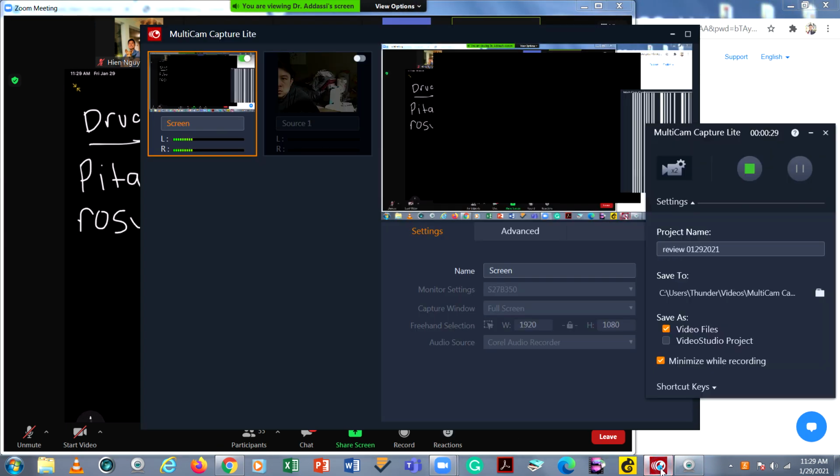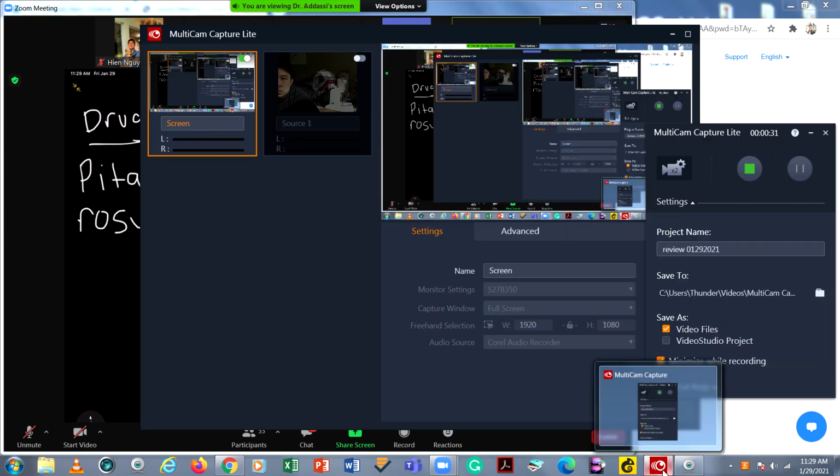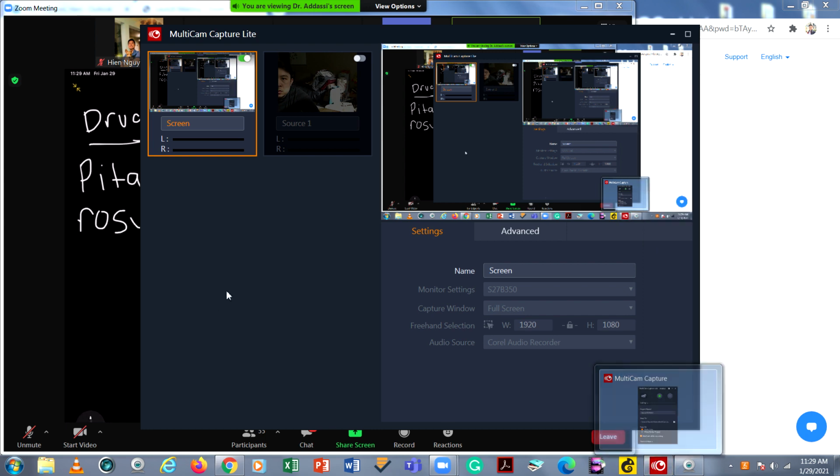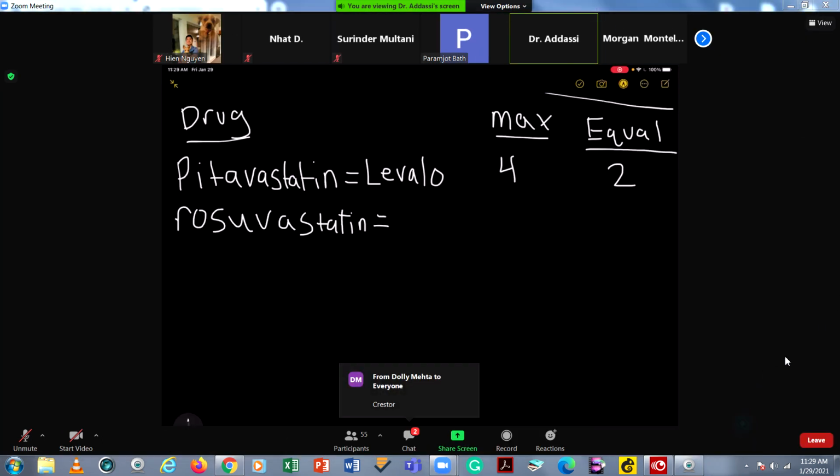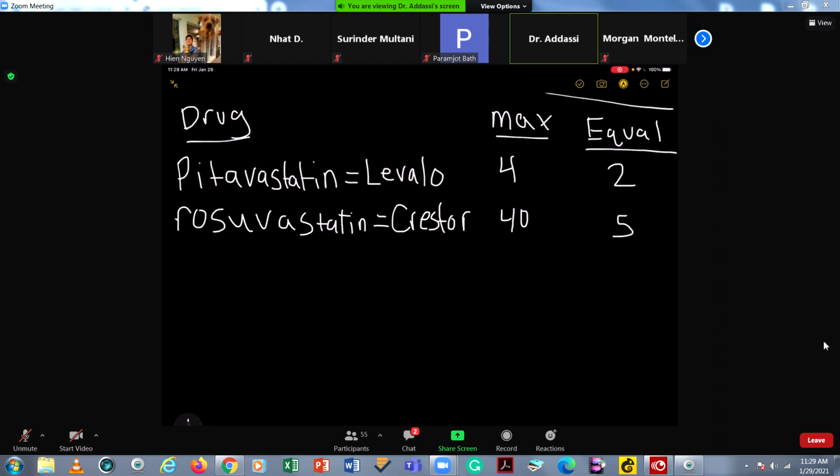Now, what about rosuvastatin? What's the brand name? I don't know. Crestor, yep. Max dose is 40 milligrams. And then the equal dose or the equivalent dose is 5 milligrams. So 2 milligrams of pitavastatin equals 5 milligrams of rosuvastatin.